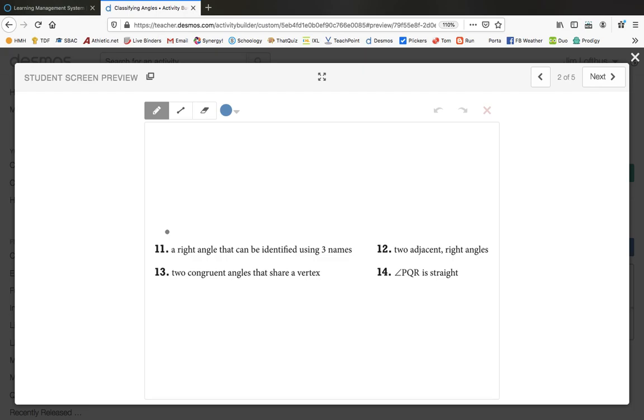For 11, a right angle that can be identified using three names. I'll just draw an angle and put A, B, C. We could call this angle ABC. We could call it angle CBA. Or we can call it angle B.